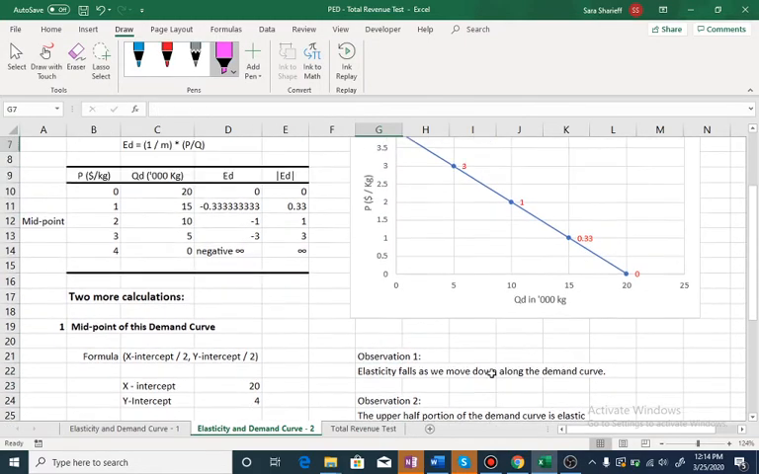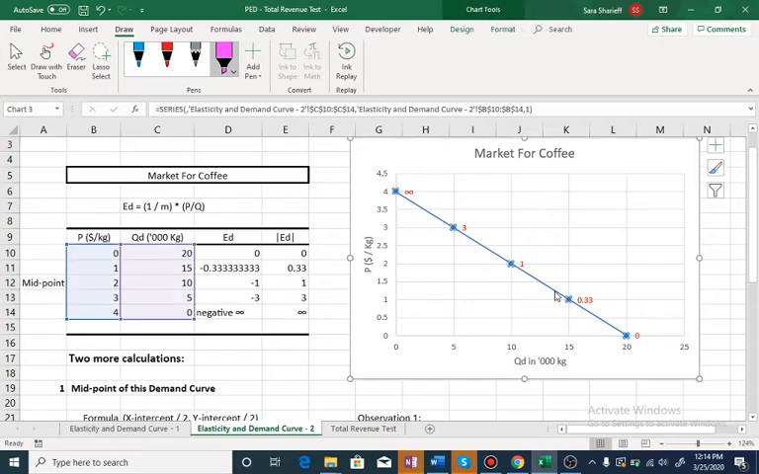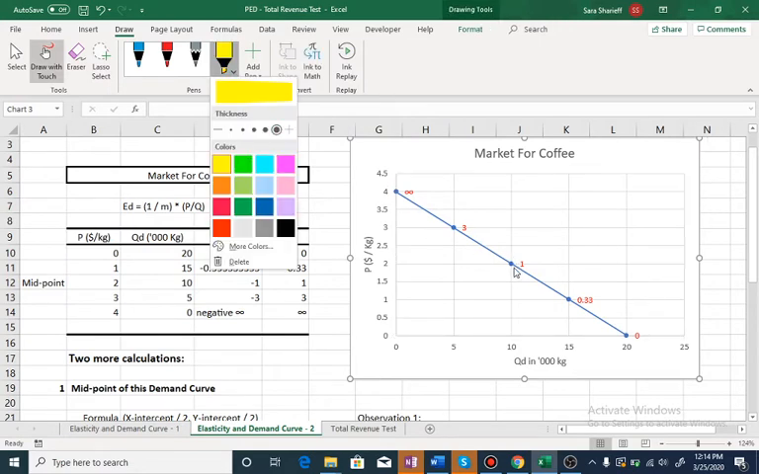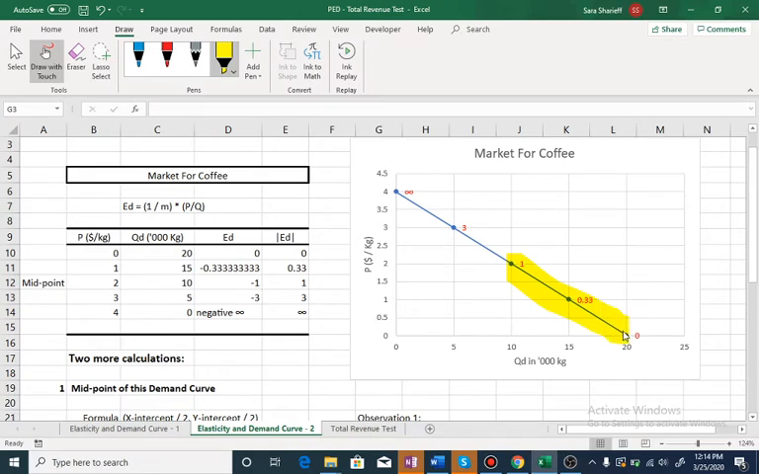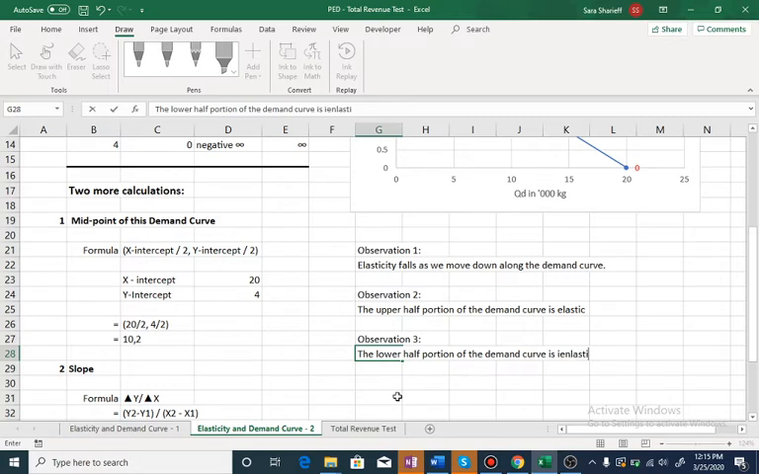What about the lower half portion of the demand curve, this area? Let me highlight that. I'm talking about this area. Here, the absolute value of price elasticity of demand is less than 1, between 0 and 1. This area is called the inelastic region of the demand curve. That's our observation number 3. The lower half portion of the demand curve is inelastic, right?